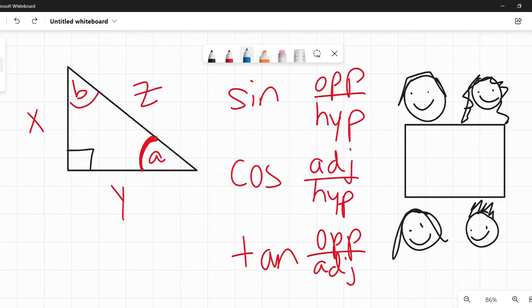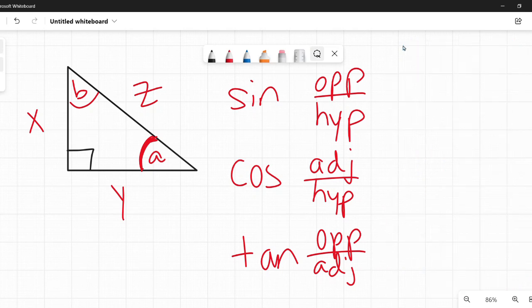So depending where we are on the table, it makes a difference as to whether the other person is opposite or adjacent to us. The same thing is going to happen here when we're talking about sine, cosine, and tangent, opposite and adjacent sides. That's what these are. So if I was talking about the sine of angle A, the opposite side divided by the hypotenuse, well, what would that be in this case?